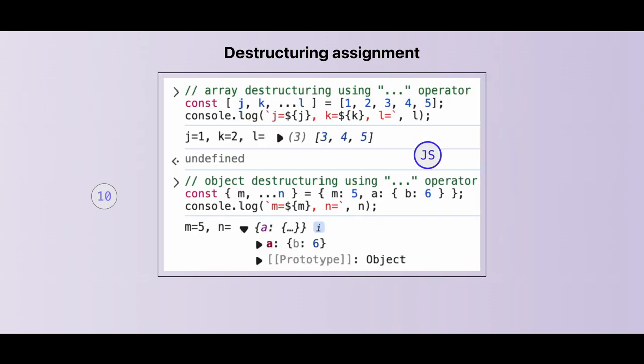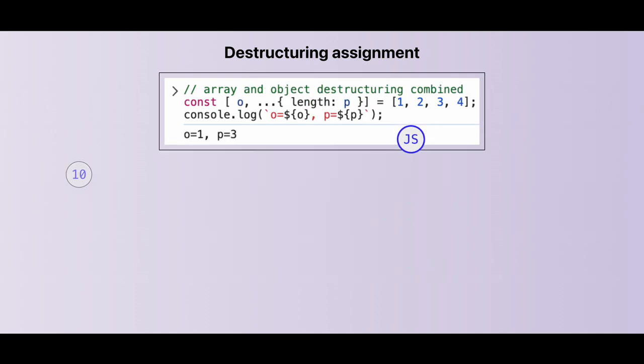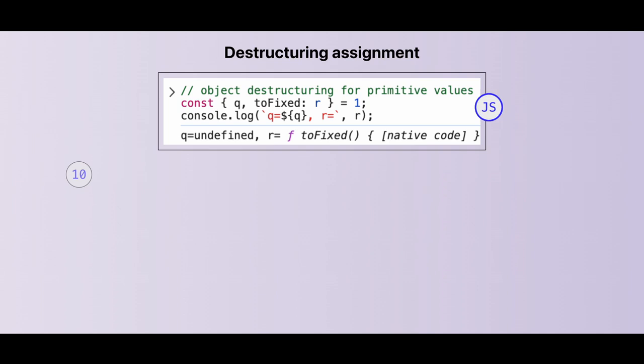Split operator can be used to collect all the remaining array elements in case of array or properties in case of an object. You can combine both array and object destructuring. Here, instead of accessing the remaining array elements as an array, we only assign its length property to variable p. When you assign a primitive value, the boxed variant of the primitive value is used.